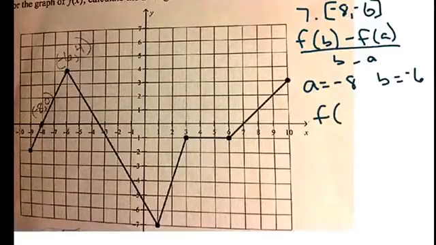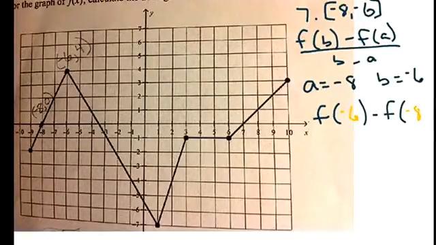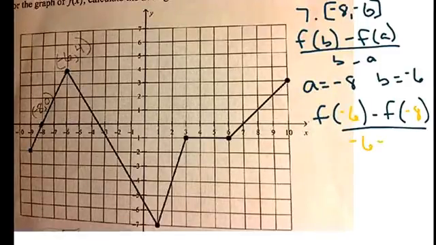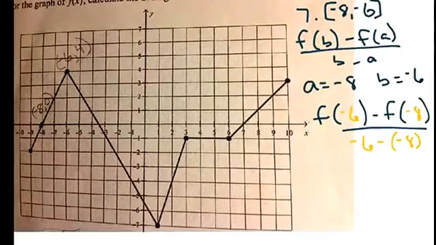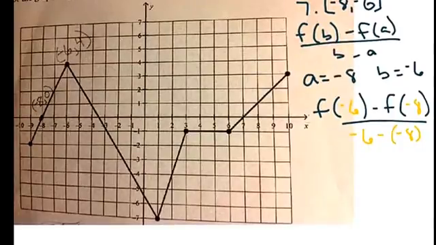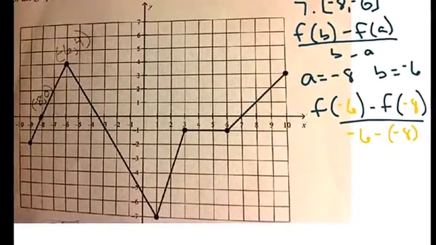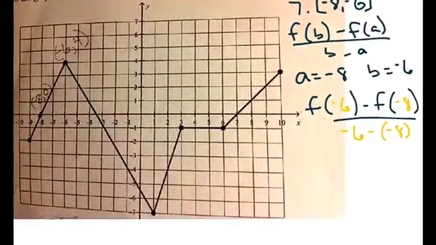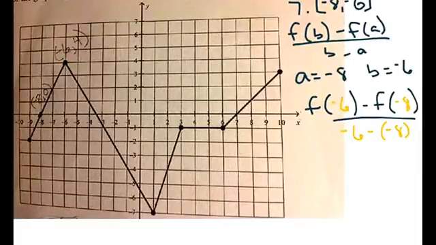f of -6 minus f of -8 over -6 minus a -8. Okay, so I'm still plugging it in just like I did before. But look what happens. I no longer have an equation to plug these numbers into. All I have is a graph.